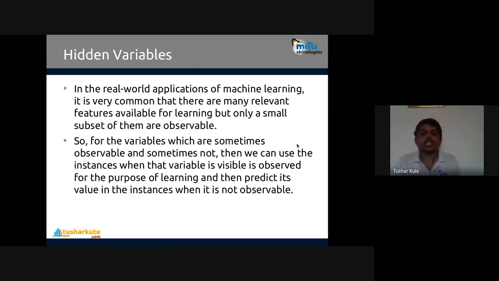Okay, so the concept of hidden variables is there. What exactly is the meaning of hidden variables, and what kind of probability-based algorithms are present with hidden variables? That we will see. In real-world applications of machine learning, it's very common that there are many relevant features available for learning, but only a small subset of them are observable.